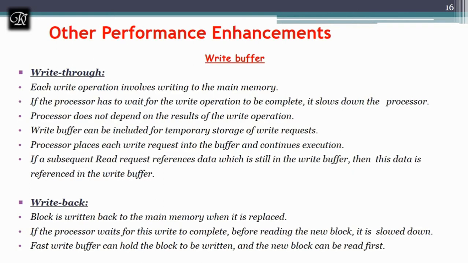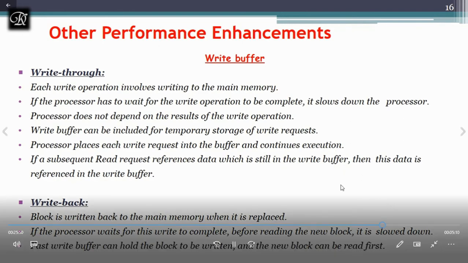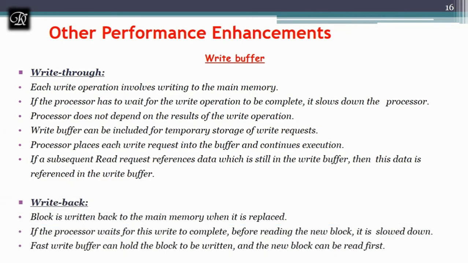Each write operation involves writing to the main memory when we are performing a write-through protocol. If the processor has to wait for a write operation, it is going to slow down the processor. The processor does not need to depend on the result of the writing operation, so a write buffer can be included temporarily. The buffer's job is to provide temporary storage so that it can improve performance. The processor places each write request into the buffer and continues execution.